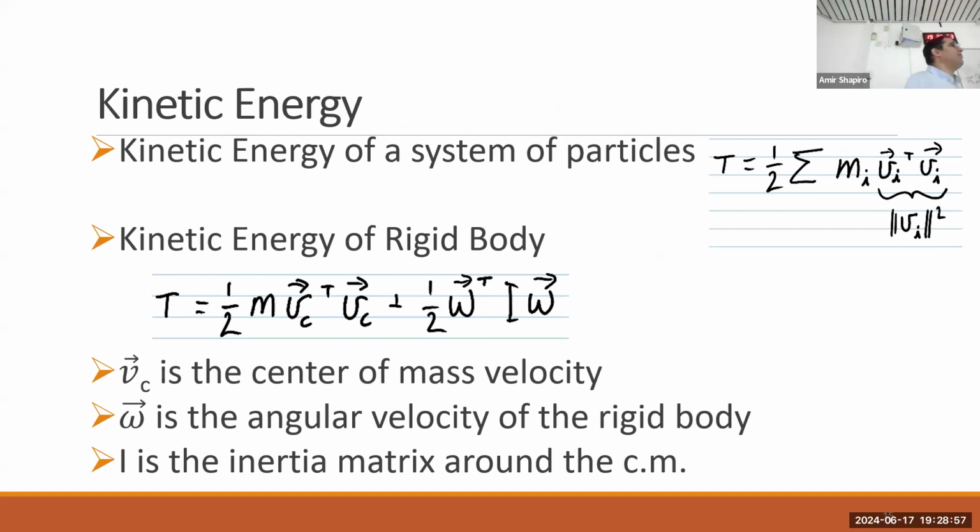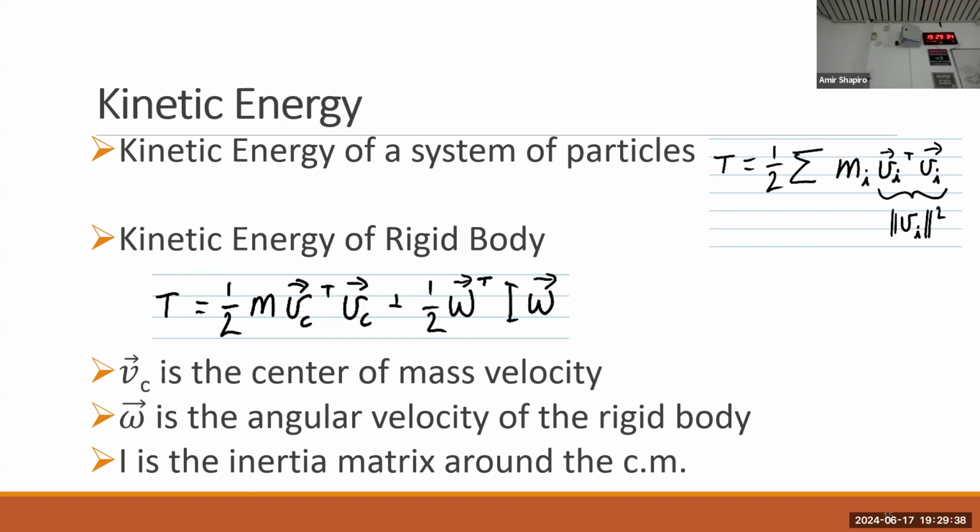So if I have a system of particles, each particle has a mass mi and a velocity vi. So each one of them has a kinetic energy of half mv squared, right? But it's not mv squared because v is a vector. So instead of v squared, I write v transpose v. So half m v transpose v, this is the kinetic energy.